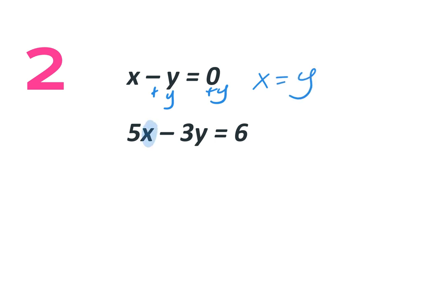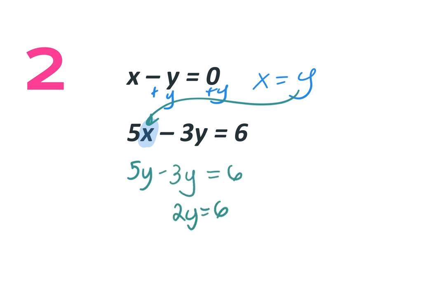So now in the place of the x in the second equation goes what we just solved for. Y goes there, so it'd be 5 times y minus 3 times y equals 6. 2y equals 6. Divide by 2. And y is 3.